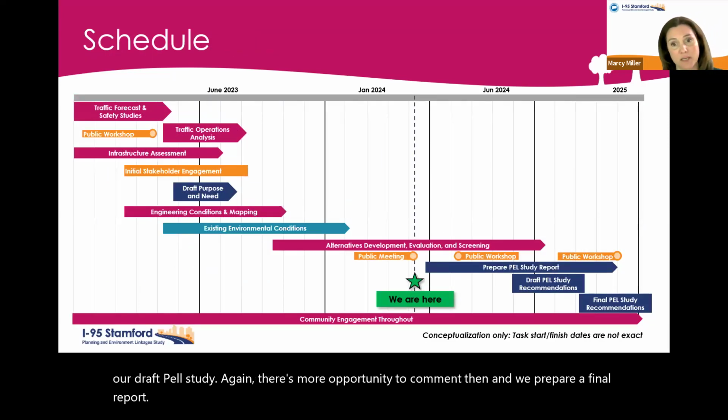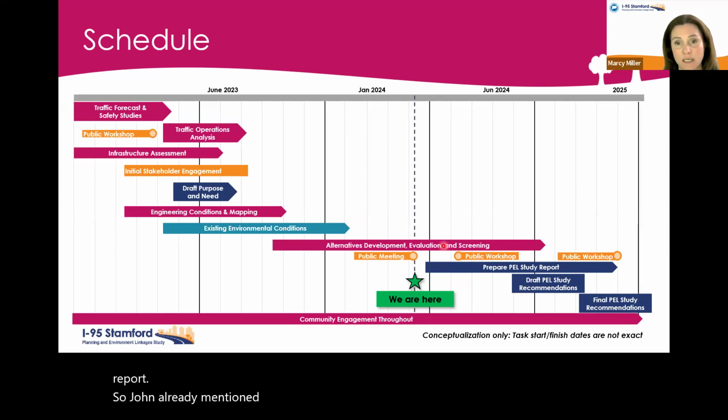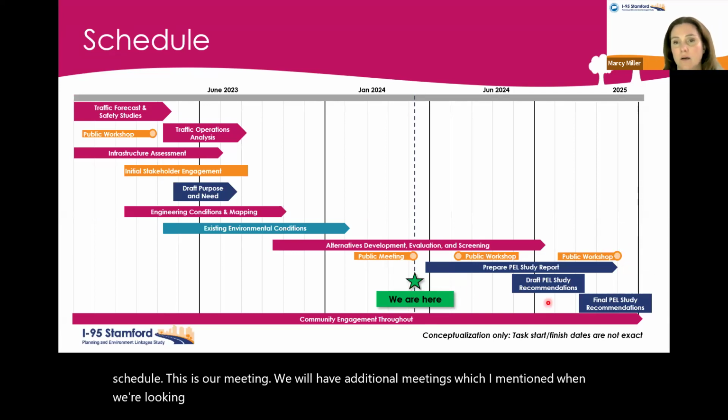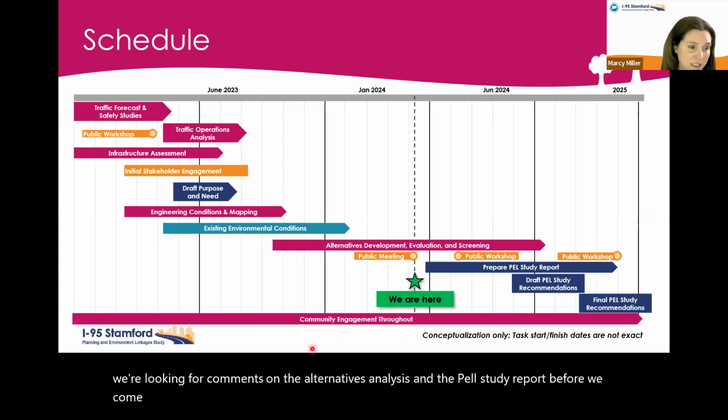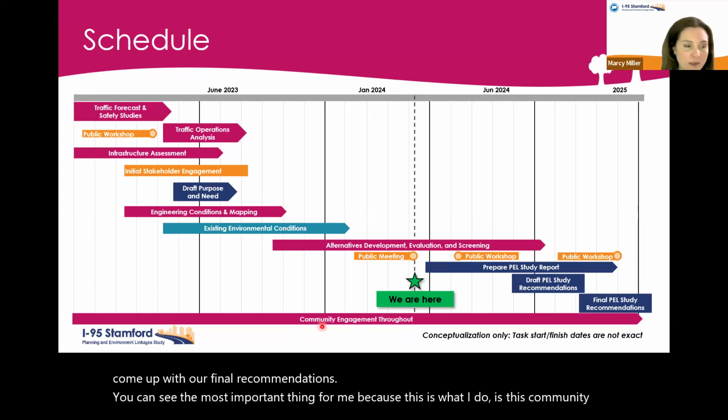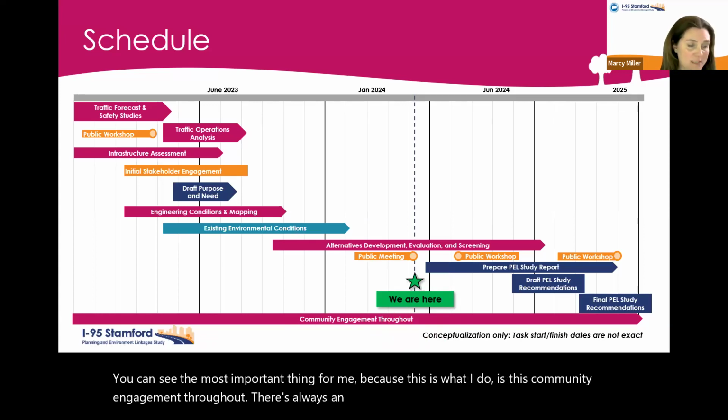So John already mentioned this. The most important thing here is, this is where we are in our schedule. This is our meeting. We will have additional meetings, which I mentioned, when we're looking for comments on the alternatives analysis and the PEL study report before we come up with our final recommendations. You can see the most important thing for me, because this is what I do, is this community engagement throughout. There's always an opportunity to participate in our process and weigh in.